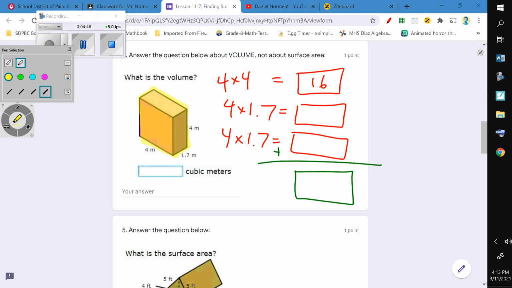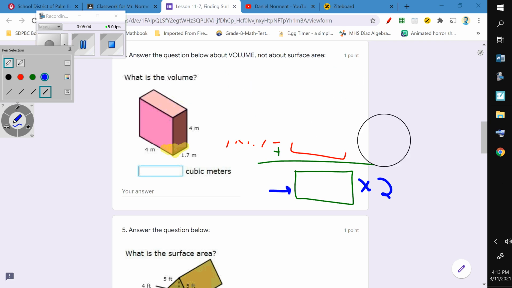You can't see all 6 sides though. You just have half of them. So you need to double that number to go from 3 to 2. To go from 3 to 2, you're going to have to double it. So take whatever answer you get right here, multiply it times 2, and you're good to go. Be careful with the decimals.